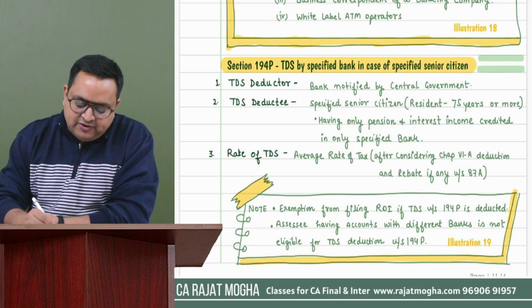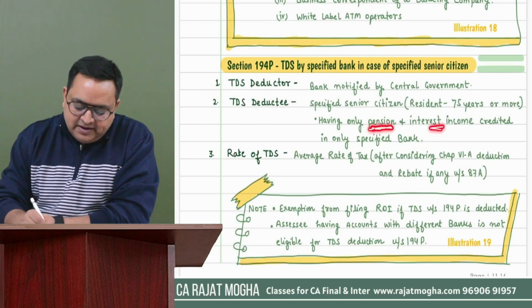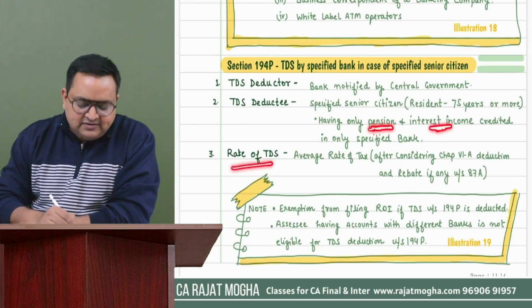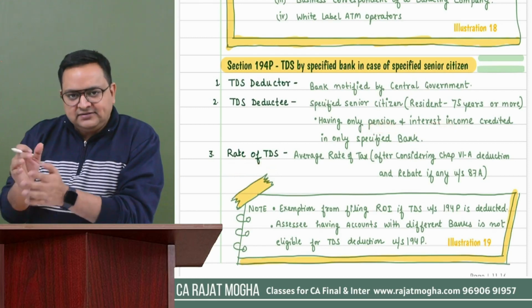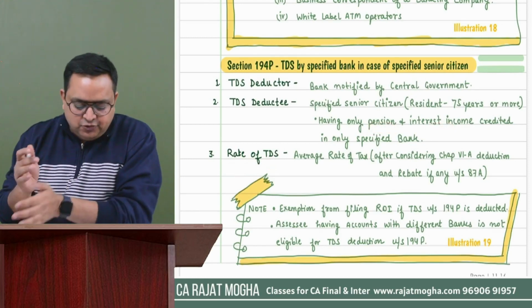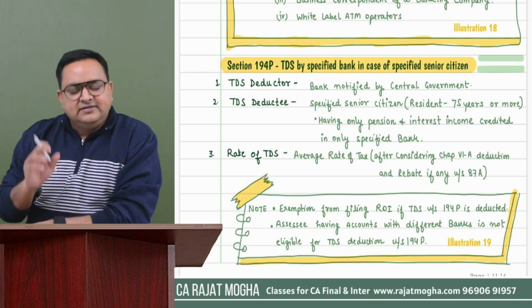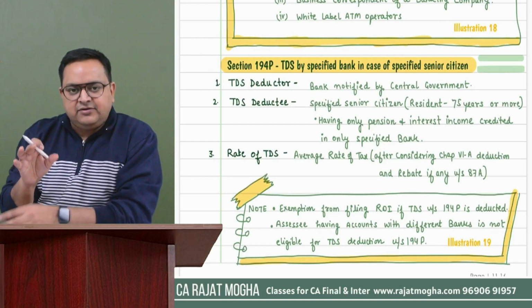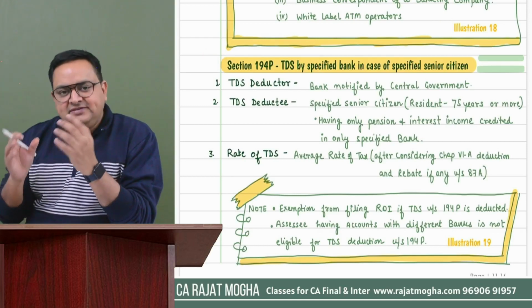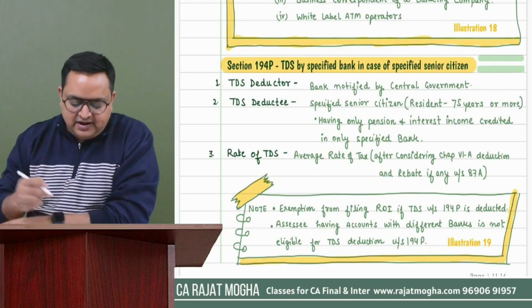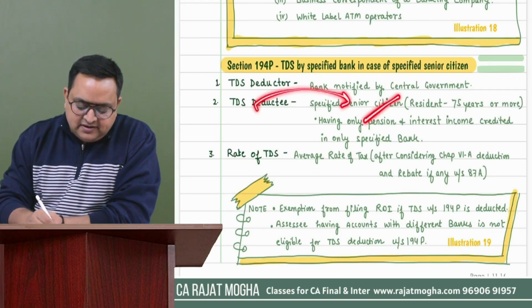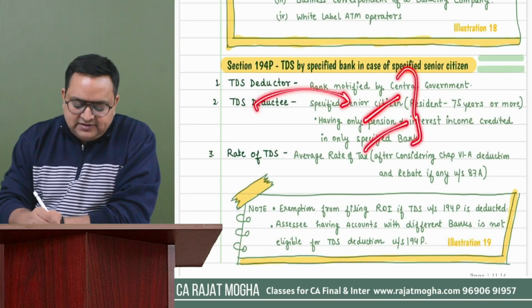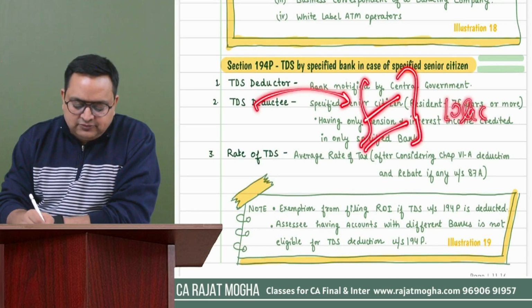And this person is having only two types of income, pension income and interest income. So what is the rate of TDS? There is no specific rate of TDS. This is like salary. I'll be discussing 192 also with you, salary. In salary also, there is no TDS rate. We deduct TDS at the average rate. So we see whatever income this person is earning. Let's say this person's pension income is such and such amount, his interest income is such and such amount. Let's say the total comes to 10 lakh rupees.